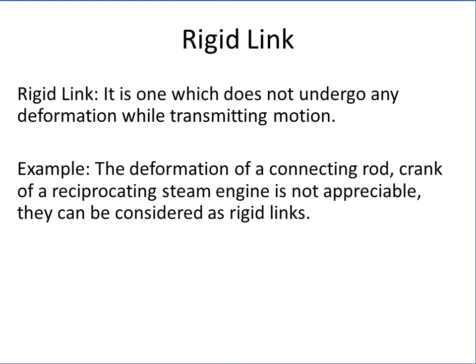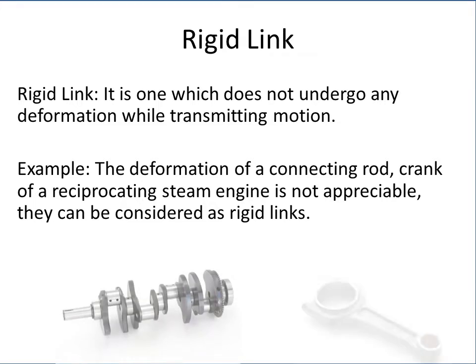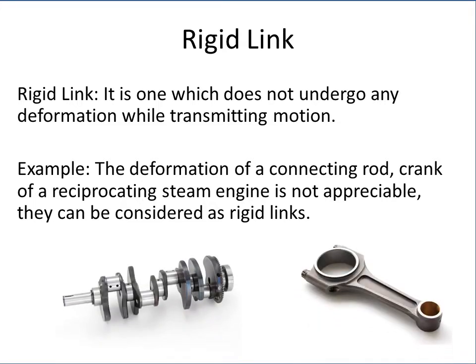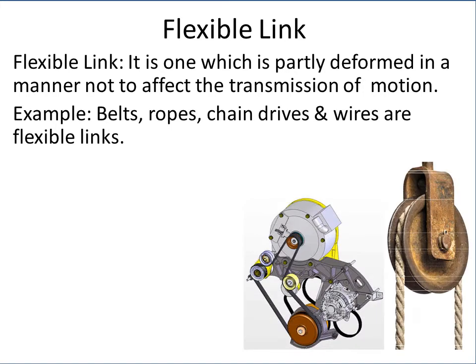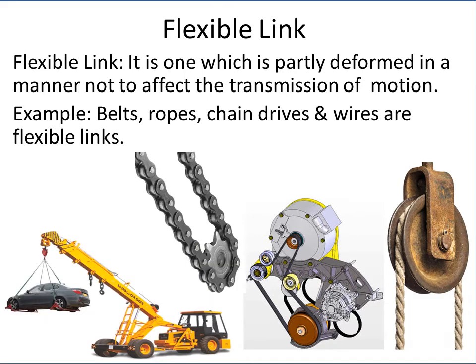A rigid link is one which does not undergo any deformation while transmitting motion. Example, connecting rod, crank of a reciprocating steam engine, etc. Practically they may not be rigid links, but as the deformation is comparatively negligible, we can consider them as rigid links. A flexible link is the one which is partly deformed in a manner not to affect the transmission of the motion. Example, belts, ropes, chain drives, wires, etc.